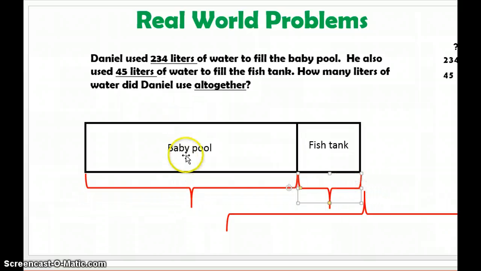So the baby pool is 234 liters. Let's change this to add L. Whoops. And the fish tank was 45 liters. So now I've labeled my numbers.